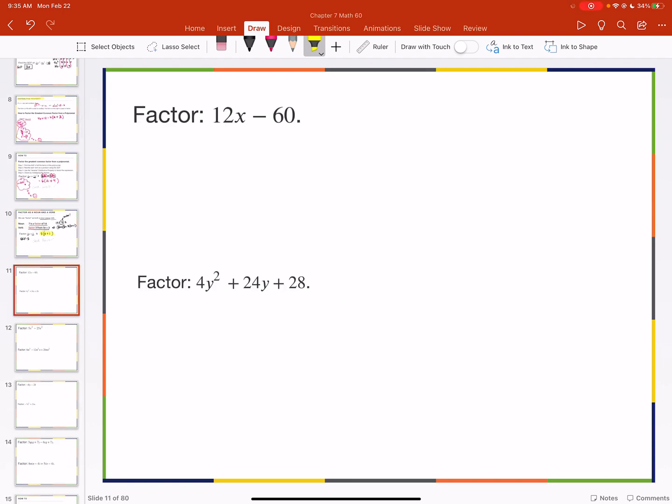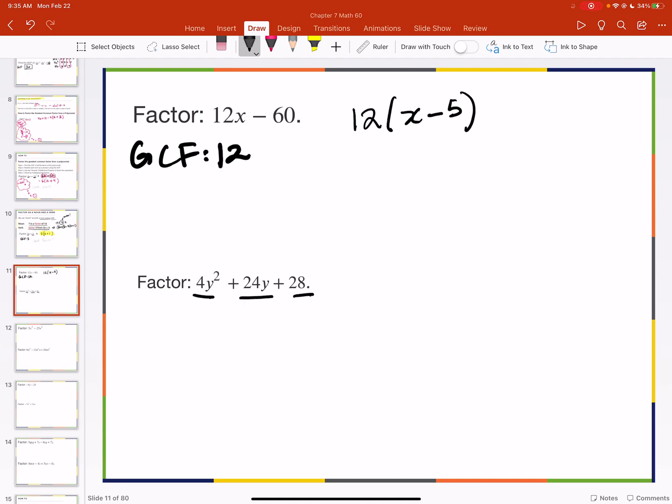Okay, so let's go ahead and do that here. GCF for here: 12 goes into itself. 60 divided by 12 is 5, so the GCF is just 12. Okay, so 12. And then what's left? That's x minus, and then 12 times what is 60? We just said that, 5. So that's it.